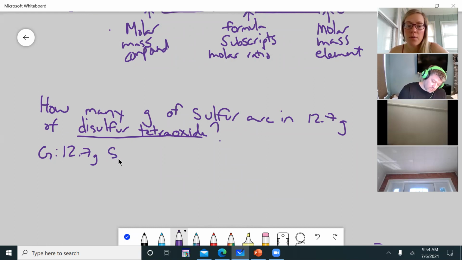Disulfur means I have 2 sulfurs. Tetraoxide means I have 4 oxygens. So oxygen with a 4. You need to get those right because I need to be able to figure out what the relationship is between sulfur and the compound. I'm trying to find grams of sulfur.